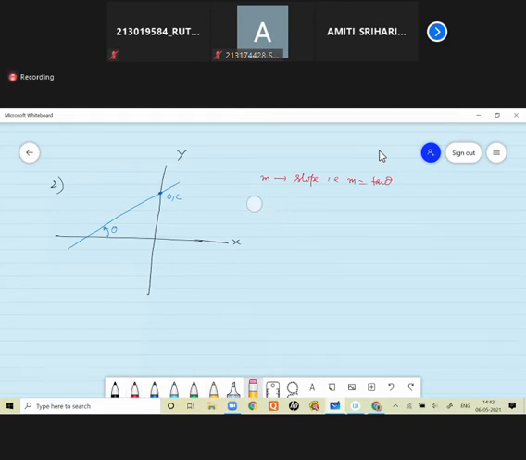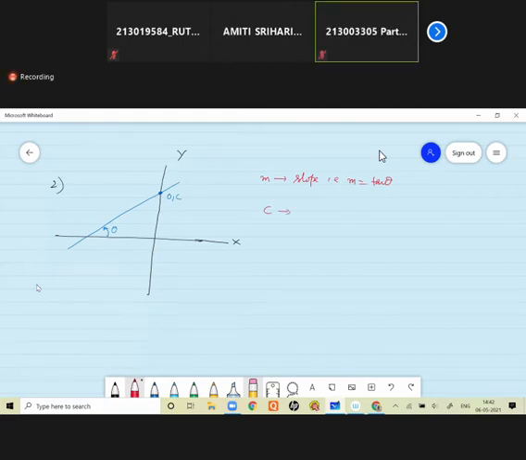C is what? y minus mx. Y-intercept. Okay?